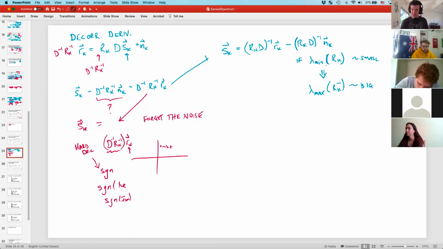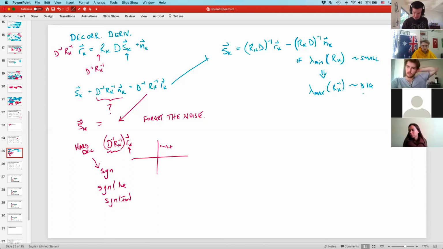I haven't introduced this notation, but lambda means an eigenvalue, and lambda min would be the smallest eigenvalue, and lambda max would be the largest eigenvalue. We can talk about large and small eigenvalues because the R_k matrix is Hermitian symmetric. Therefore, its eigenvalues will be real, so we don't have to talk about magnitudes. We can just talk about eigenvalues.